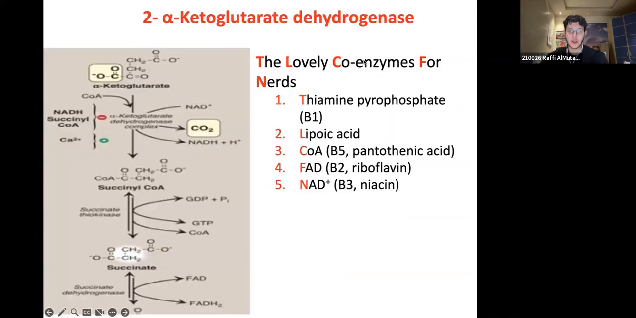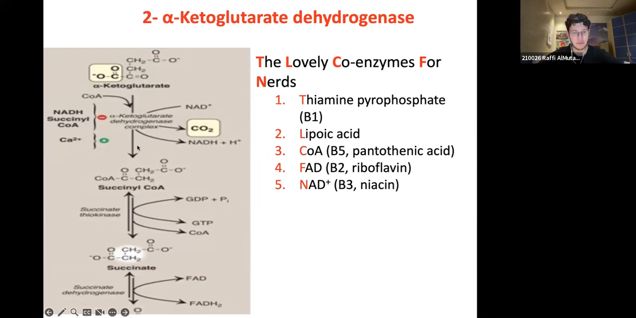Again, affected by the lovely coenzyme for nerds, especially alpha-ketoglutarate dehydrogenase. Alpha-ketoglutarate dehydrogenase is so important to remember. It's the most affected by the coenzyme, obviously after pyruvate dehydrogenase. In this reaction, calcium is a stimulator, and NADH is an inhibitor, but succinyl-CoA is an inhibitor too. So this reaction makes NADH and succinyl-CoA. This is another example of feedback inhibition again.